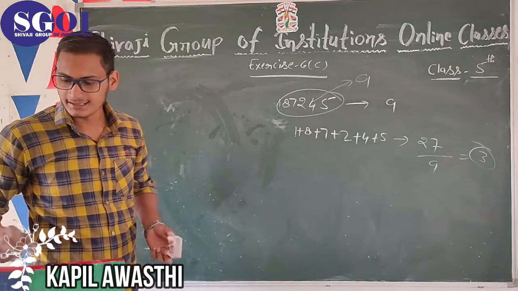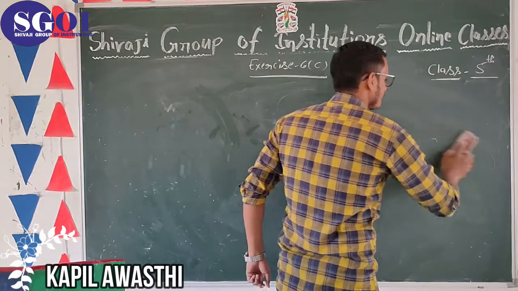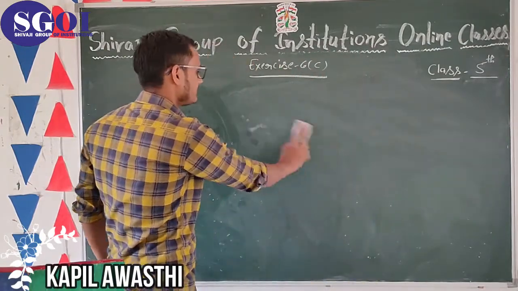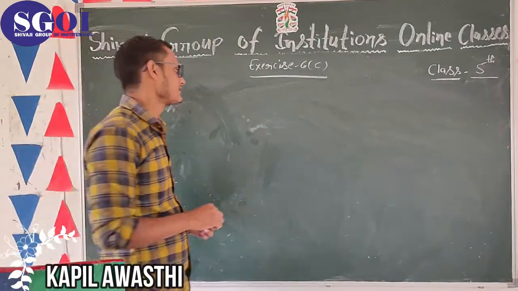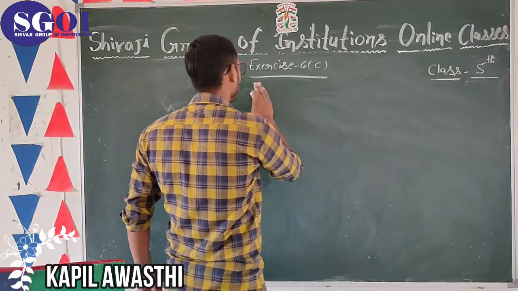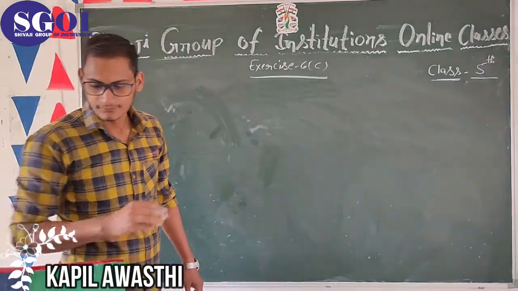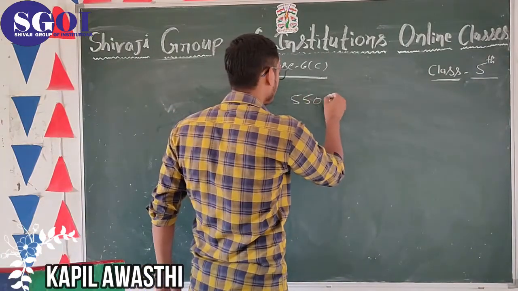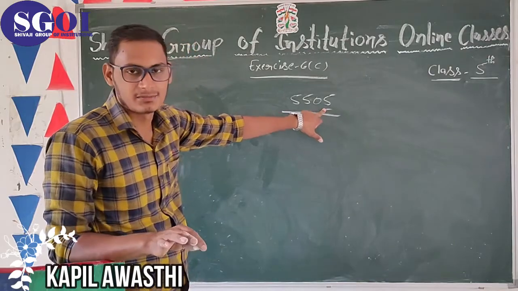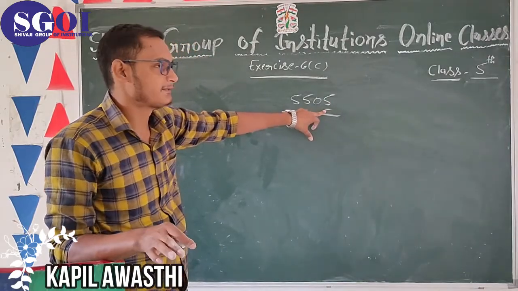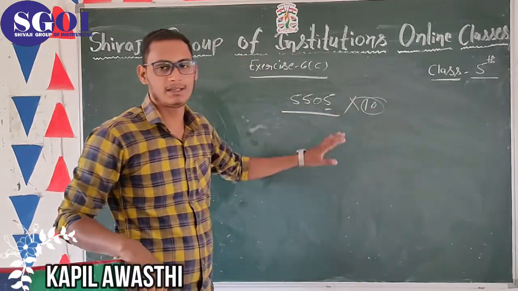Part L. Test the divisibility of the following number by 10. So students, for divisibility by 10, if the ones place digit is 0, then the number is divisible by 10. Look, 5505. We only check whether the ones place number is 0 or not. The ones place number is 5. So this number is not divisible by 10.